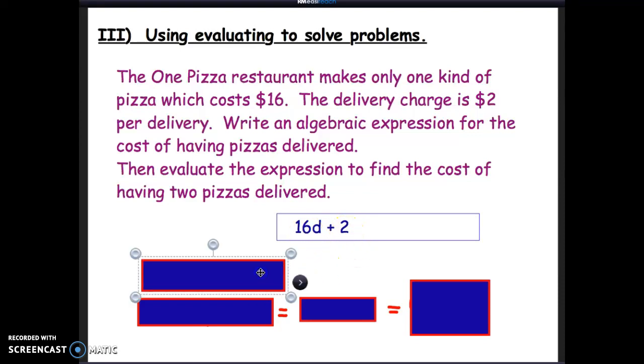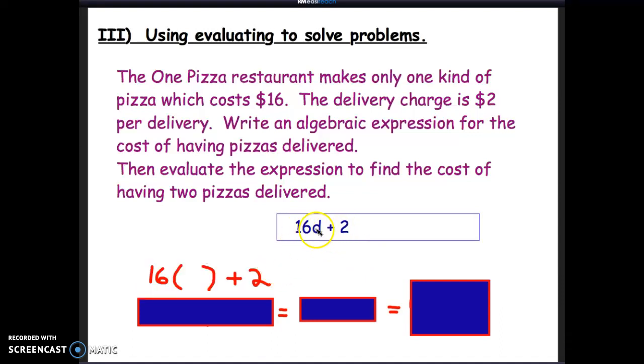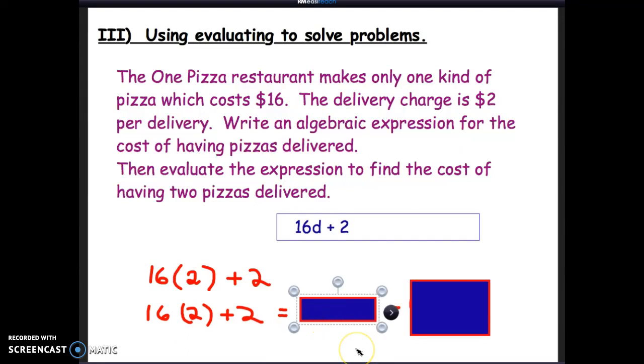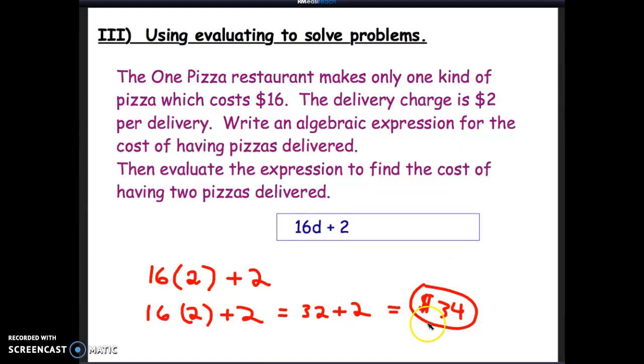Now I'm going to go ahead and try to evaluate that. So I'm going to take my 16D. D again was the number of pizzas. This time we wanted 2 pizzas delivered. So I said 16 times 2 plus 2, 32 plus 2 ends up being 34. And then I'm going to put my label in there because every word problem needs to have a label. In this case, it's dollars. $34 for 2 pizzas to be delivered with the $2 delivery charge.